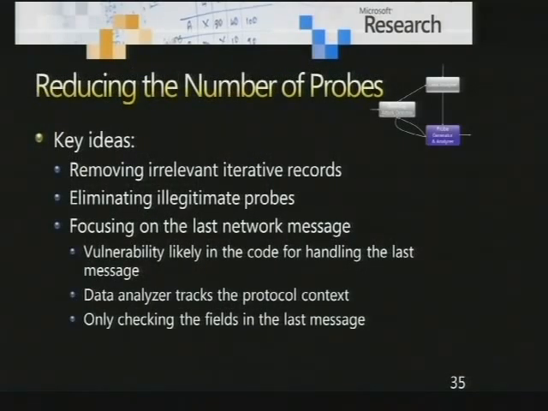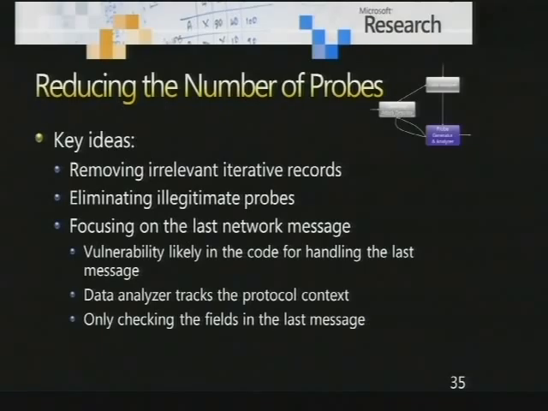And the second challenge is to reduce the number of probes. Our key ideas in ShieldGen are, first, we want to remove all the irrelevant iterative records. Second, we want to eliminate illegitimate probes. And the third one is we focus on the last network message. The reason is, given a message sequence that will trigger the attack, most oftentimes the vulnerability sits in the code for handling the last message.